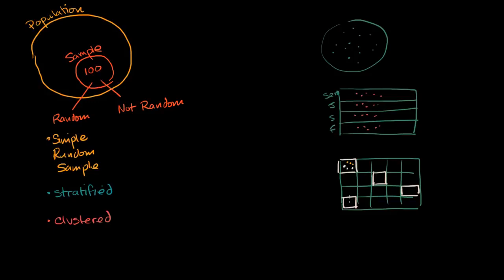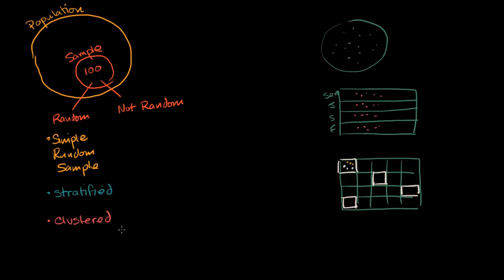We're sampling from the clusters, but then we're going to survey every single person in each of these clusters, every single person in one of these classrooms. So once again, these are all forms of random samples. You have the simple random sample, you can stratify, or you can cluster and then randomly pick the clusters and then survey everyone in that cluster.